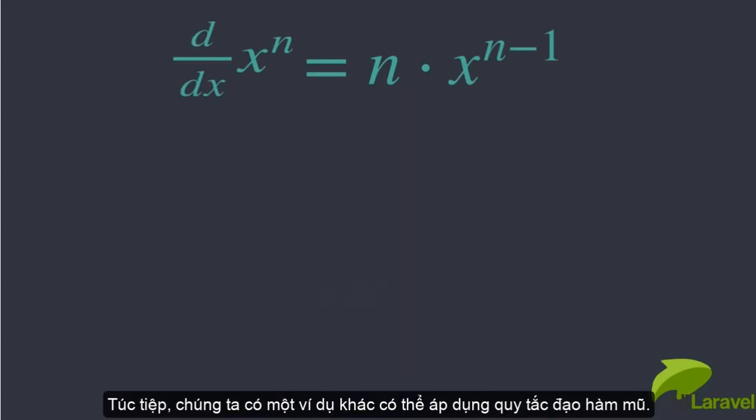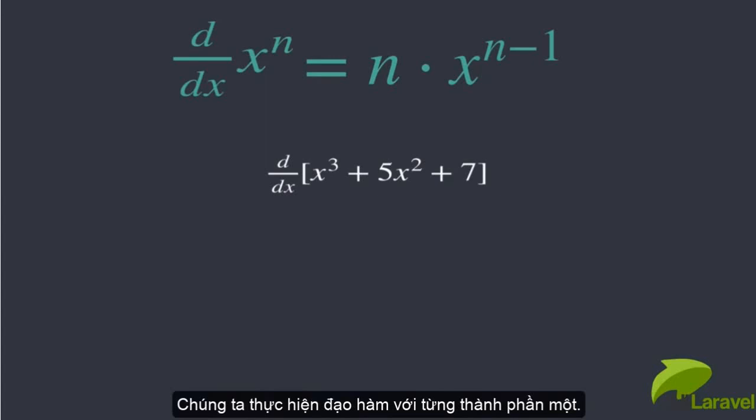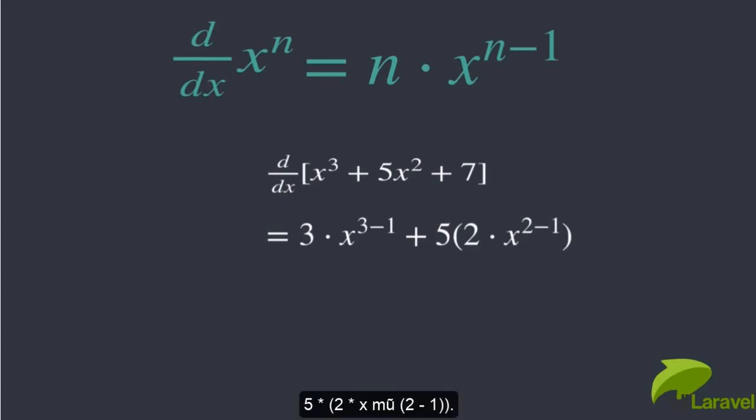And here's another very, very quick example. We can apply the power rule to this function as well, x cubed plus 5 times x squared plus 7. So I'm going to go through these terms one by one. X cubed is pretty easy, right? Because x cubed will simply be 3 times x to the power of 3 minus 1. And then for that second term, 5x squared, the 5 stays where it is, and we have 2 times x to the power of 2 minus 1.